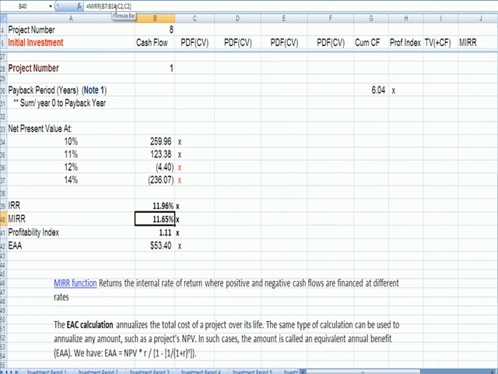MIRR is another function key. And we see a definition here of MIRR. Returns the internal rate of return where positive and negative cash flows are financed at different rates. And there's a function for that in Excel. So let me click on that function.